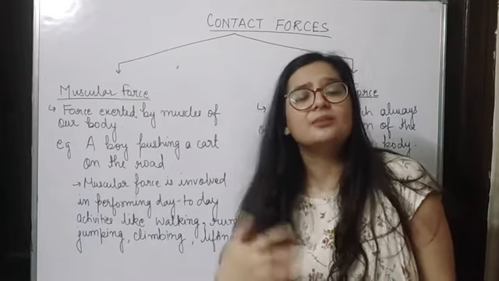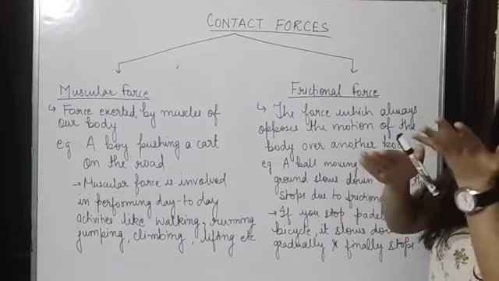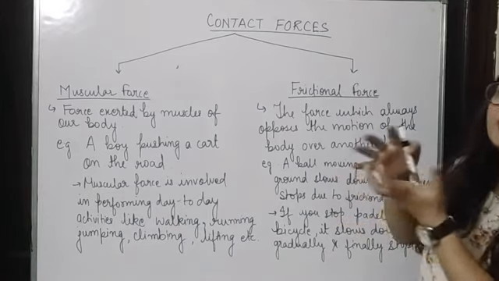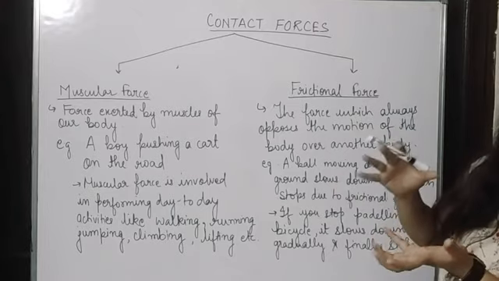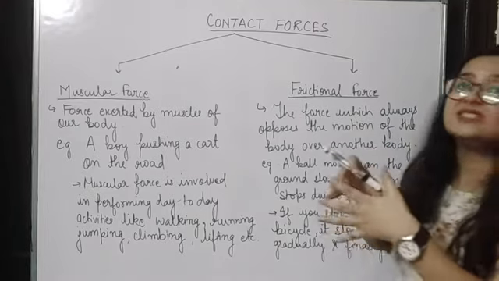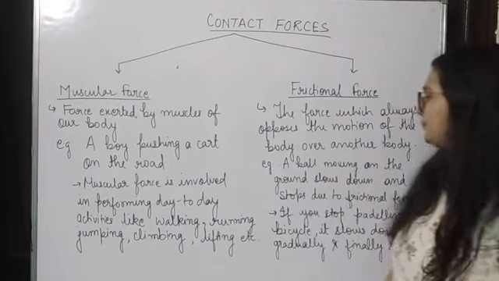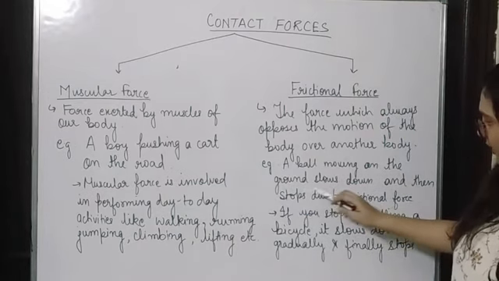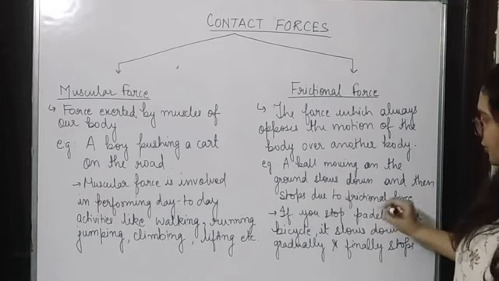And this is the reason the ball stops on its own, because the ground is providing that frictional force to the ball. So in this force, one body moves over another body, and the body which is below provides some kind of friction to the above body, due to which the above body ceases its motion. For example, a ball moving on its own on the ground slows down and stops due to frictional force.